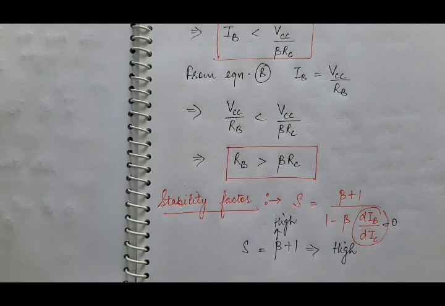And the operating point also shifts because the stability factor depends upon beta. When you replace the transistor, this beta will change. And if beta changes, then the operating point will shift. Because of the shift in beta, RB will change. If RB changes, then IB will change. If IB changes, then it will change the value of collector current IC, and which will shift the operating point. So these are the disadvantages of fixed biasing.